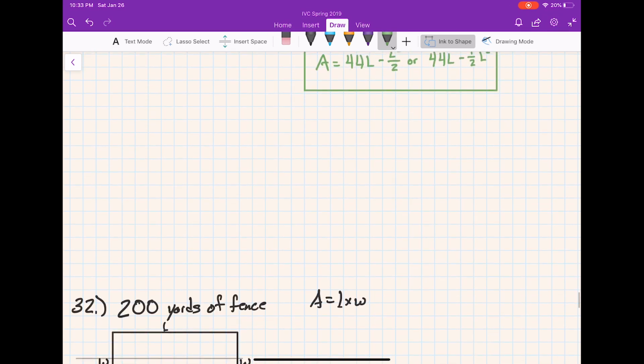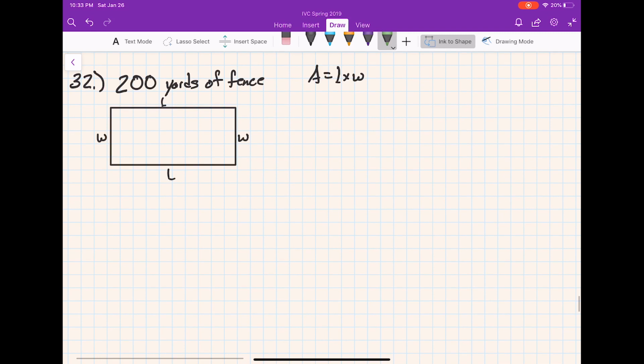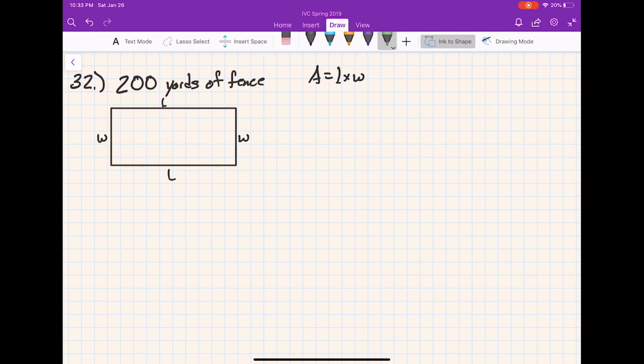Number 32 is a farmer has 200 yards of fence to enclose a rectangular garden. Express the area A of the rectangle as a function of the width x of the rectangle, and the domain of A. So area is still length times the width. Here's our box, 200 yards of fencing. So really our perimeter here has to equal 200 yards or less. So we can make this any size we want as long as we don't go over 200 yards of fencing. So that's our maximum.